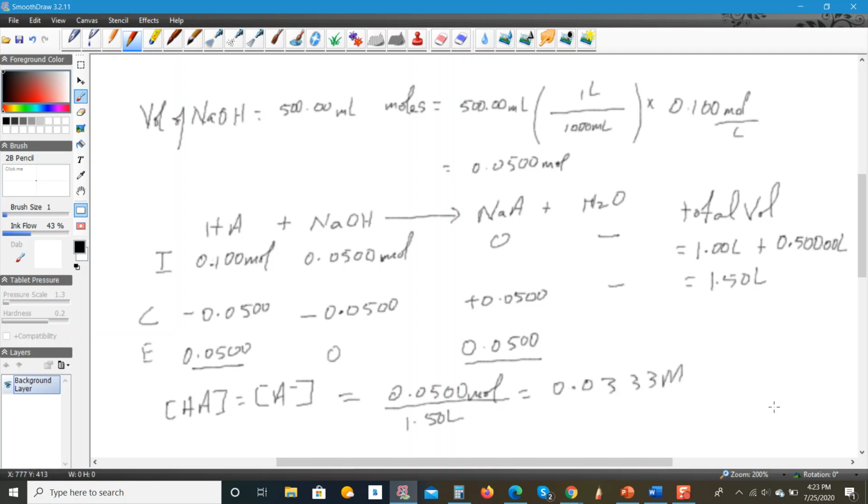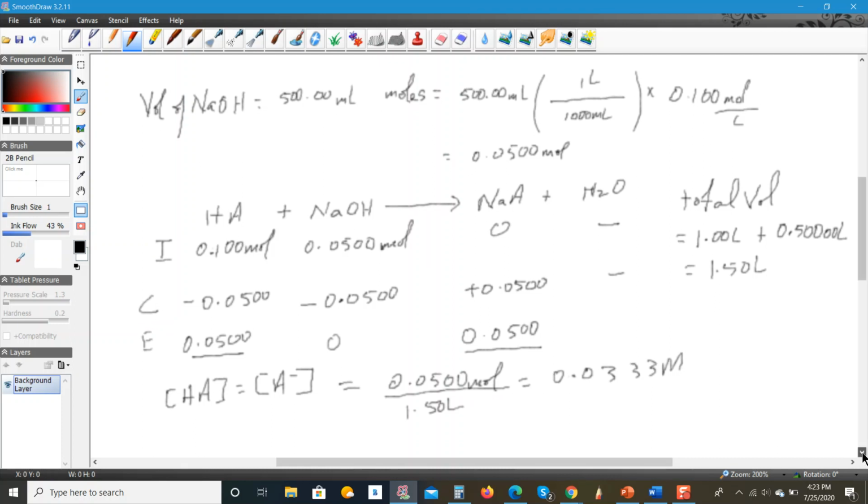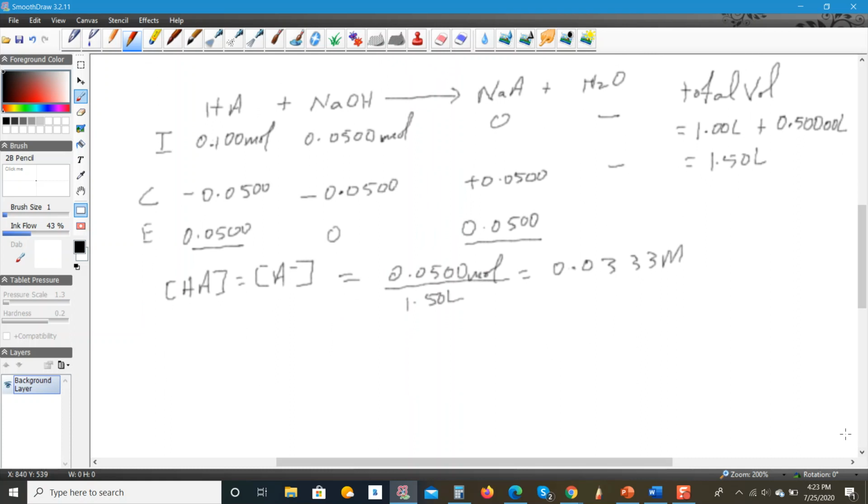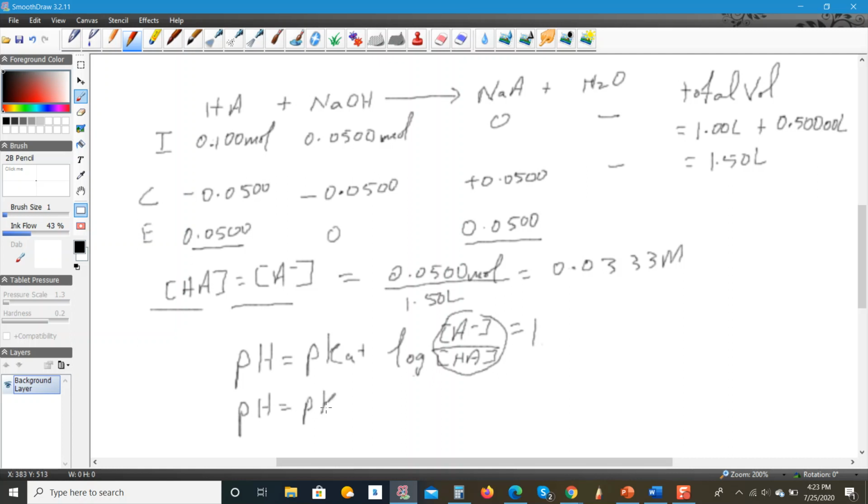0.0333. Now, the thing is that this is not really even necessary for us to know the concentration of either the weak acid or the conjugate base. It's only important that we know that they're equal to each other. And the reason why is because when you plug the numbers into the Henderson-Hasselbalch equation, pKa plus log of concentration of base, A minus, over the concentration of acid, HA, because these two are equal, that means that this part here will be equal to 1. And log of 1 is going to be 0. So therefore the pH is simply going to be equal to the pKa of the acid.